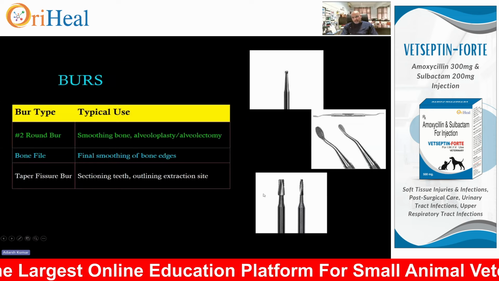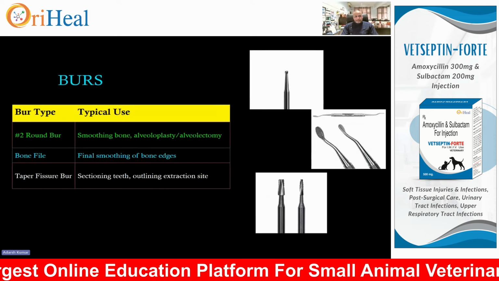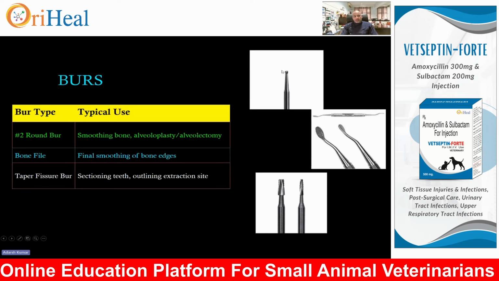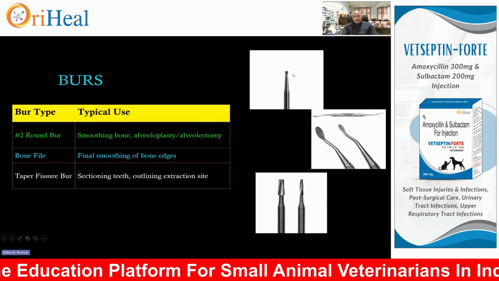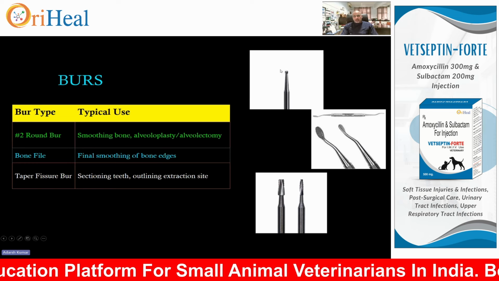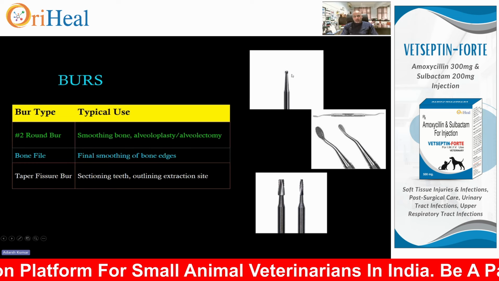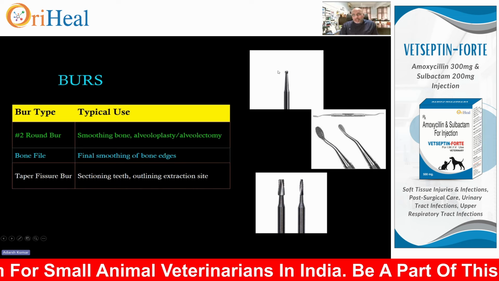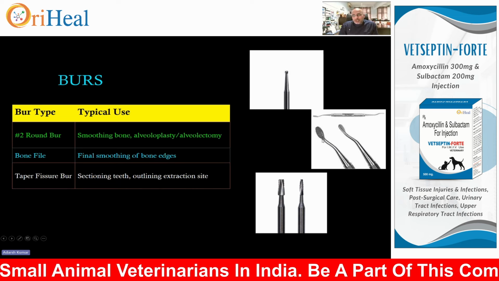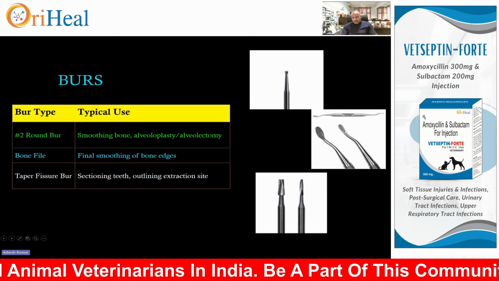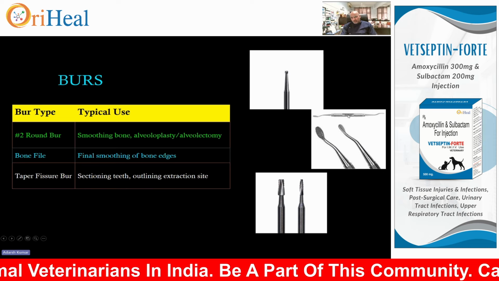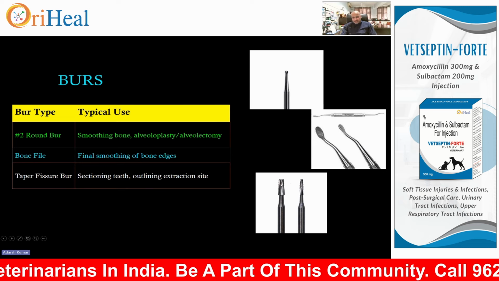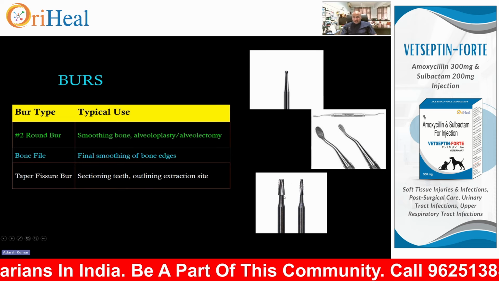Okay, then the burr you require is the round burr. Round burrs are normally required for alveolectomy or alveoloplasty. I will cover alveolectomy and alveoloplasty, and it is also used for smoothing the bones. Now these are the bone files. They can be used for smoothing the bone edges, and these are the cross-cut burrs or taper fissure burrs, right?